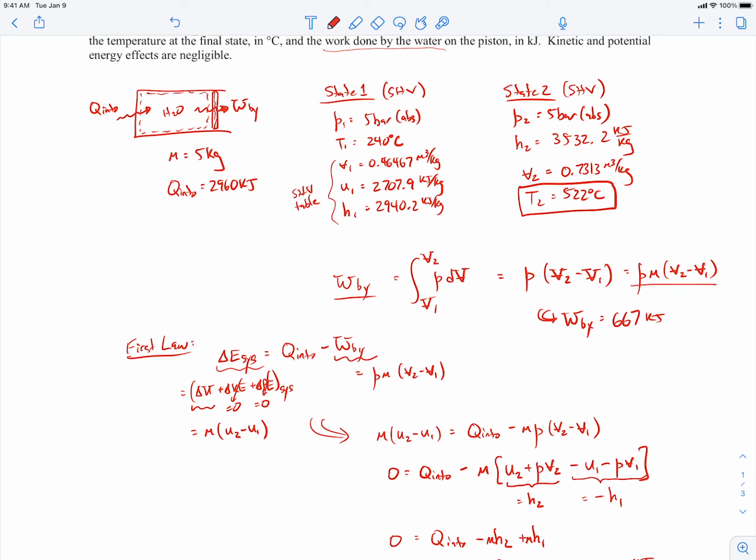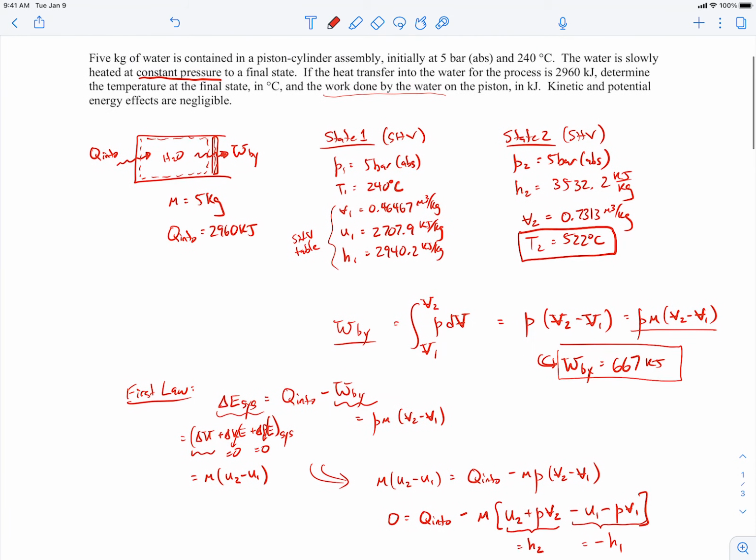I'm using Excel to do the calculation. One thing you have to be careful of is you have to make sure you convert the bars into pascals when you do the calculation. Okay, so it is kilojoules. All right, so that's the work done by the water.